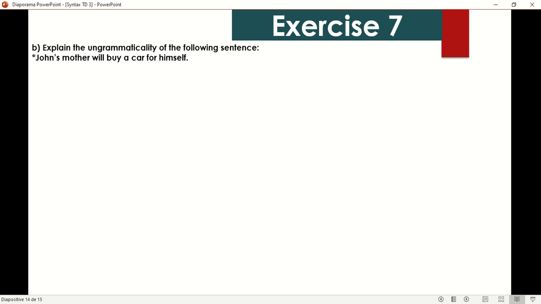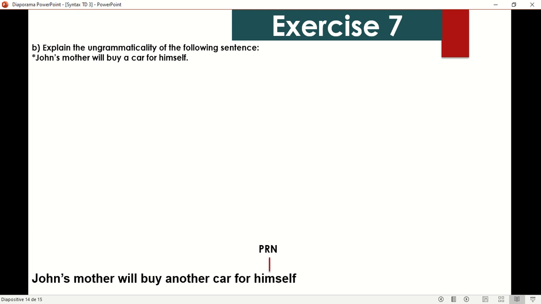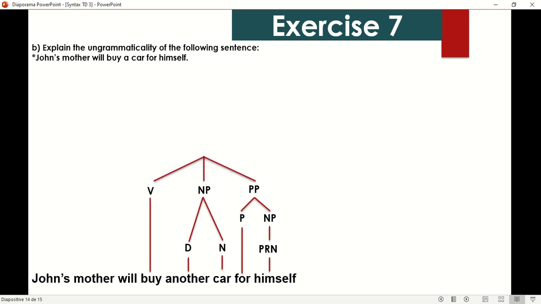Now let's see the ungrammaticality of John's mother will buy a car for himself. It's because John in this case is not the appropriate antecedent for himself. Let's start by drawing the tree. So as usual, himself is a noun phrase. With a preposition, we have a prepositional phrase. Another car, like the previous sentence, an NP. Buy another car for himself is a VP. This is the aux. Now this is the difference.